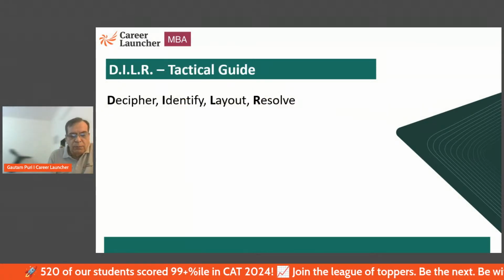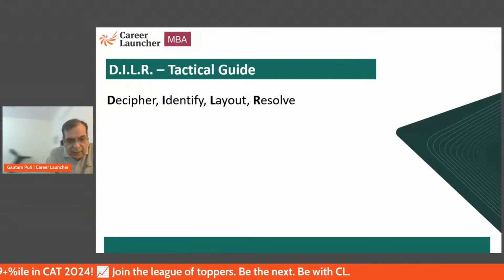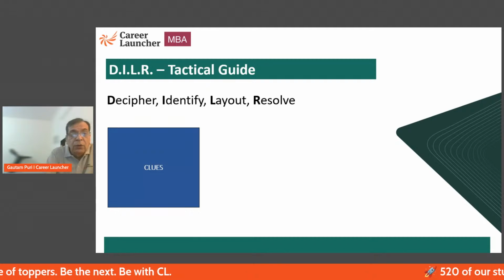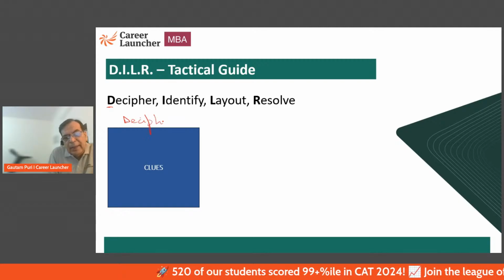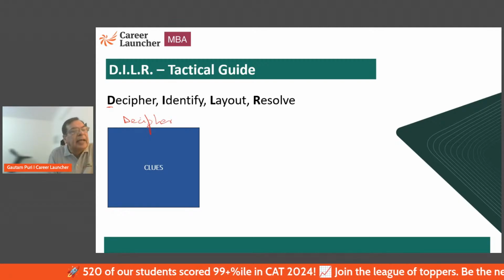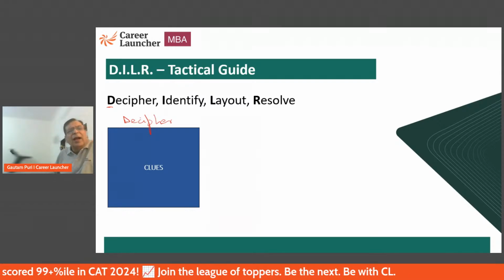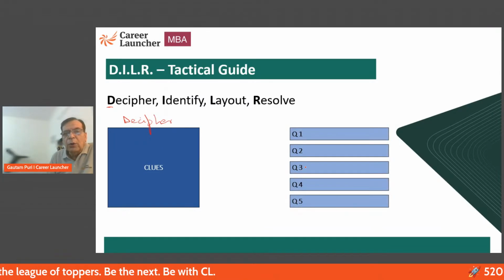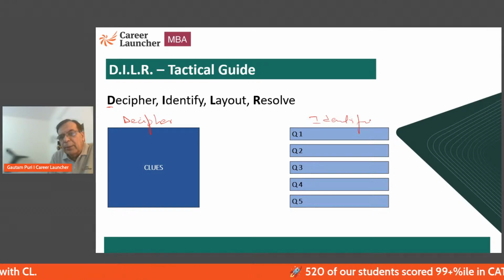Okay. Now, the strategy or the basic way of solving DILR is the same thing, DILR. You start with D, which is the decipher part. So you decipher the information given in the data set. Your clues given, your paragraph given, your table given, whatever is given, understand it. So decipher it first of all. Next, you go to the questions and try to identify what information is given there.